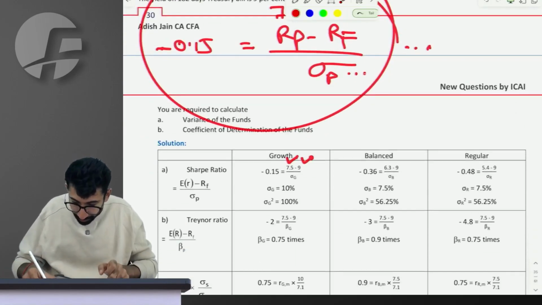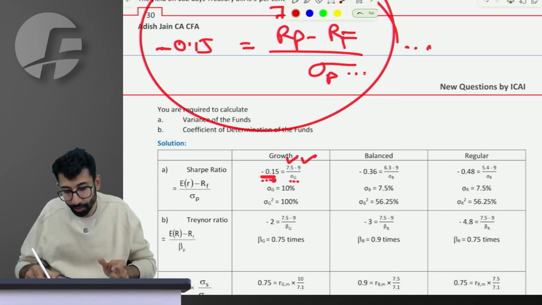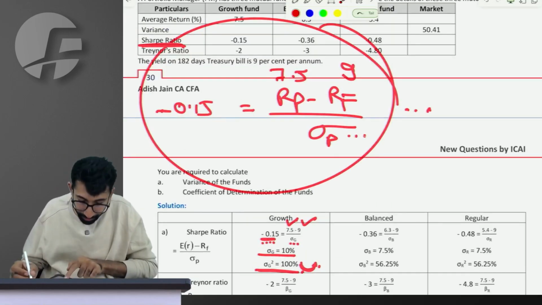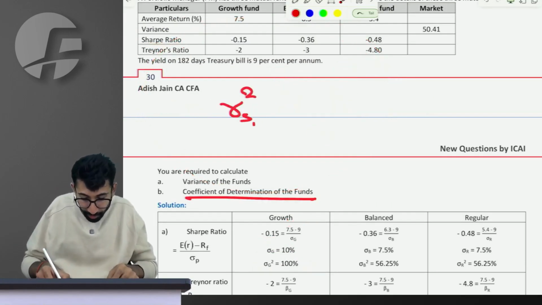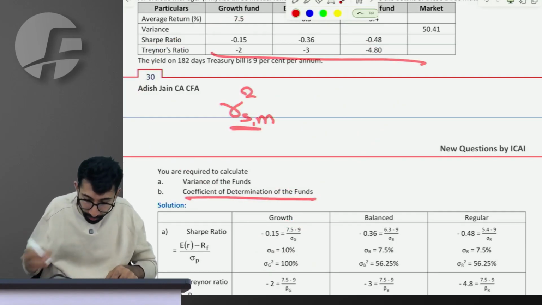So 7.5 minus 9 divided by standard deviation is equal to the Sharpe. Once you have the standard deviation, square it up, you will get the variance. Next, the coefficient of determination, which is the correlation between security and market squared. Now let's use Treynor.